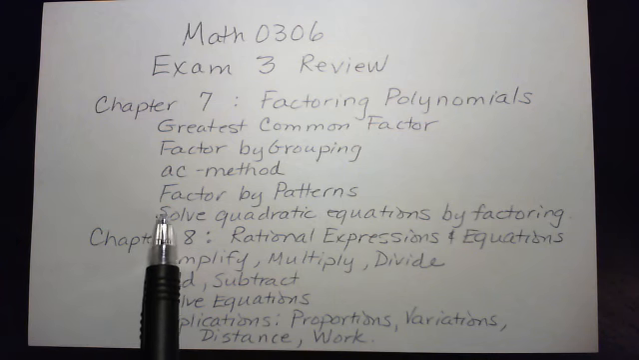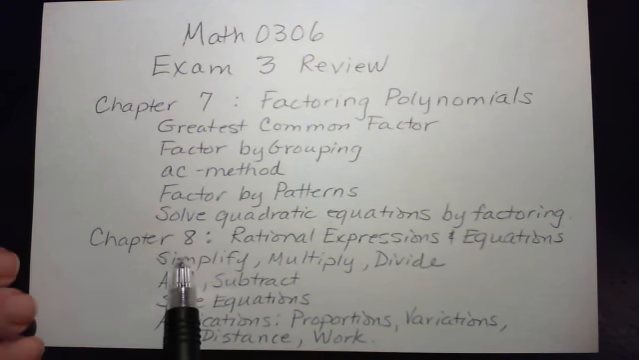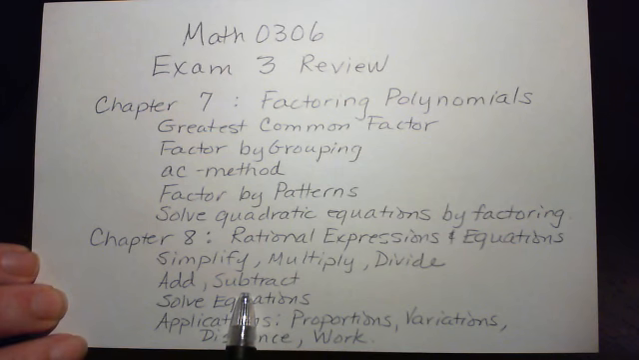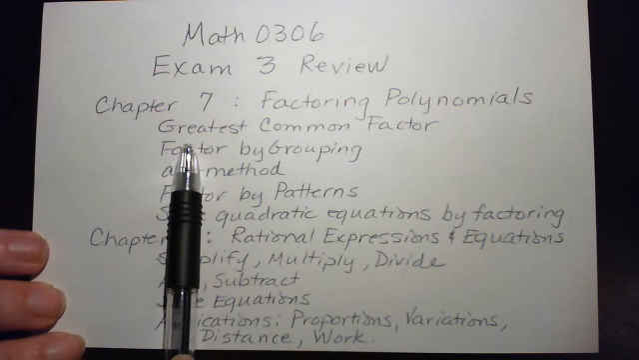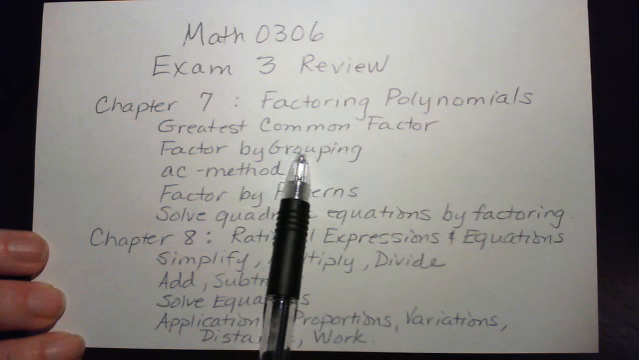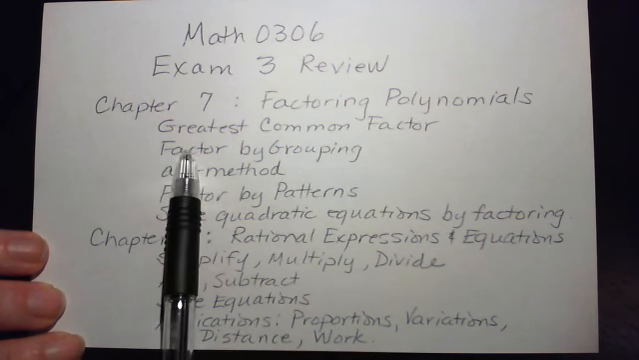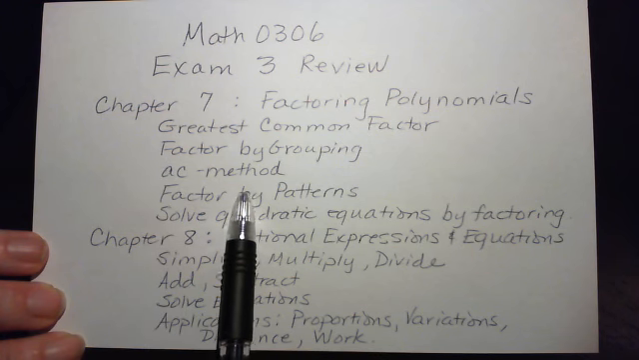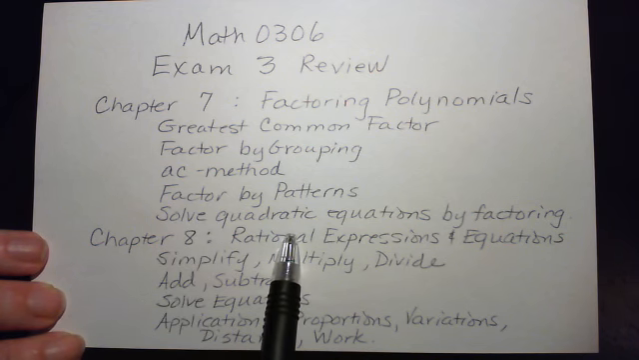Chapter 7 is a review of some material covered in the previous math. We're reviewing factoring, and we'll need factoring also in Chapter 8. So basic concepts in Chapter 7 for factoring polynomials include factoring out a greatest common factor, factoring polynomials by grouping, factoring polynomials using the AC method, factoring by patterns, and solving quadratic equations by factoring.